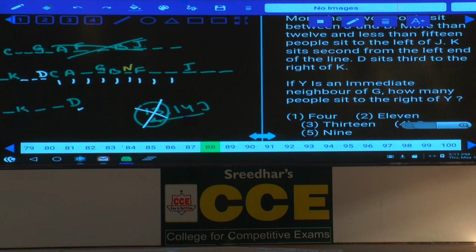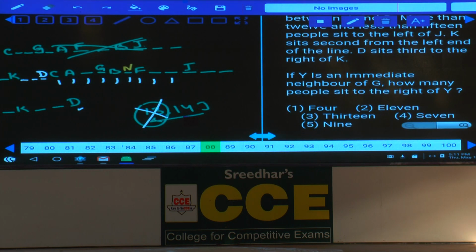Then question number 88. If Y is an immediate neighbor of G, what is the possibility? Y is here. Then how many people sit to the right of Y? Right of Y: 1, 2, 3, 4, 5, 6, 7, 8, 9. There are 9 people to the right hand side of this one, choice 5.